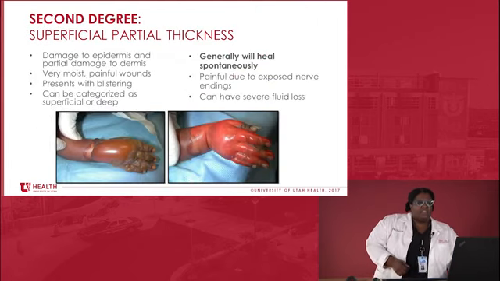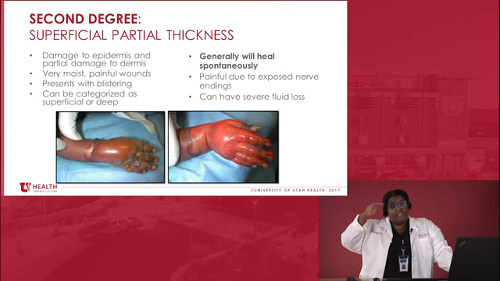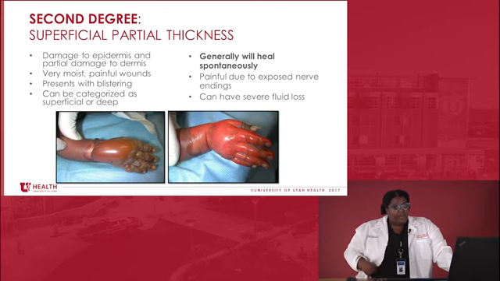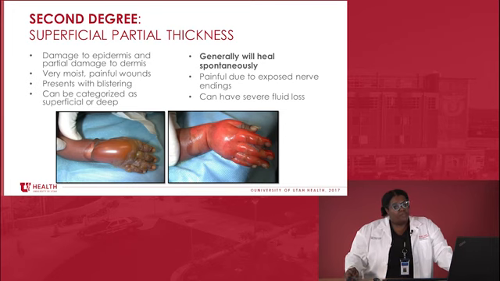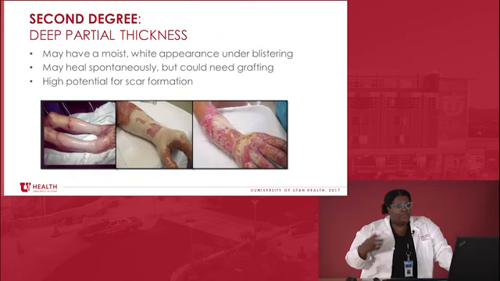So here we have the second degree burns. Now we're below the epidermis and we're into the dermis, but we're on the top half of it. And so these are more pink and moist, and they're very painful. There would definitely be a blister along with it. These will generally heal spontaneously with just good wound care and moving along with life. This is more painful because the nerves are exposed. As you get deeper and more burn, that means that you're killing off more tissue and more nerves, and so it's less painful. So you can have severe fluid loss with that.